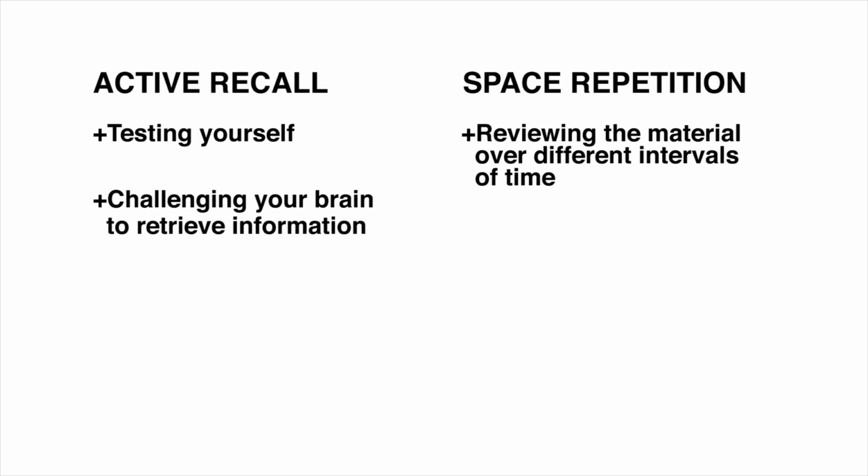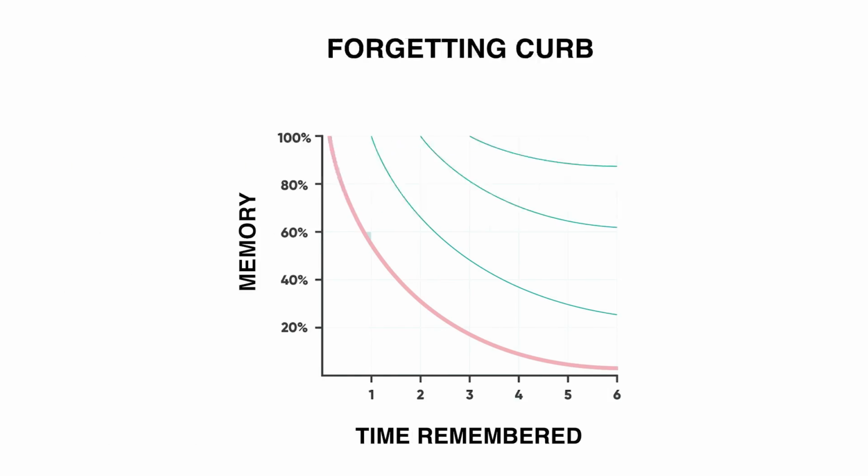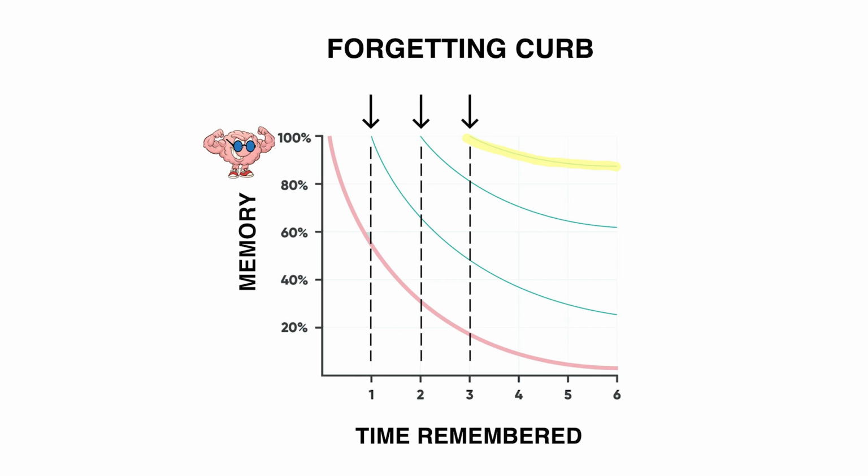This is effective because our brain's capacity to store information is limited, and over time, we begin to forget at an exponential rate. This is a hypothesis called the forgetting curve, and based on this hypothesis, if we interrupt the forgetting curve by retrieving the information at different intervals of time, our retention of the material in our long-term memory increases. Let's think of our brain like a muscle. The more we challenge it, the stronger it becomes.